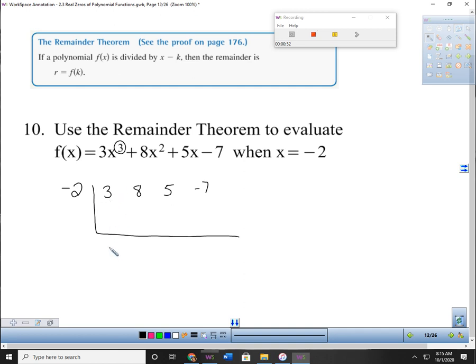So I'm dropping the 3, and then I'm multiplying. 3 times -2 gives me -6. And then I add that to the 8. That gives me 2. Times -2 gives me -4. Plus the 5 gives me a +1. Times -2 is -2. And then I add that to the -7, which gives me -9. So when you plug in -2, you get -9. So you would say f of -2 is -9. So when I plug in -2, I get -9.